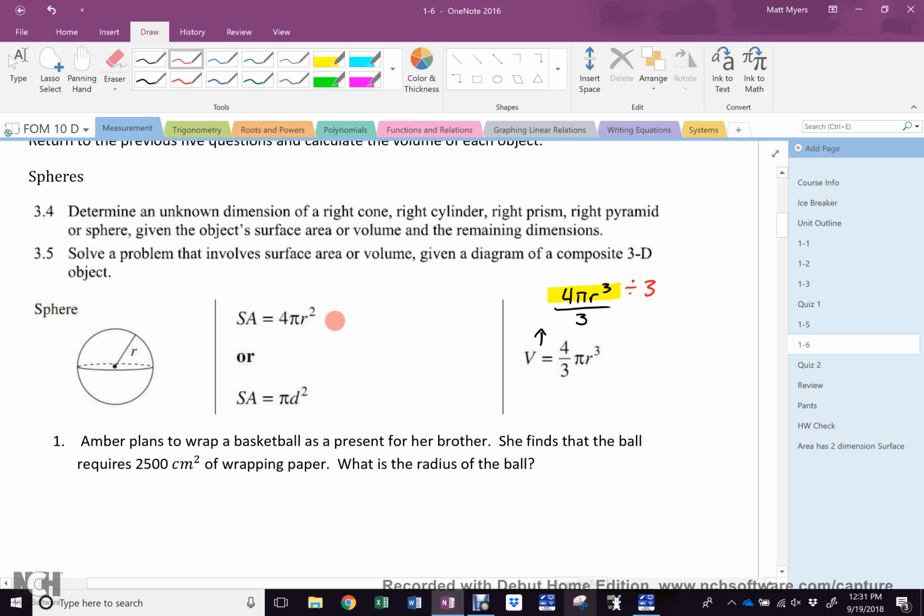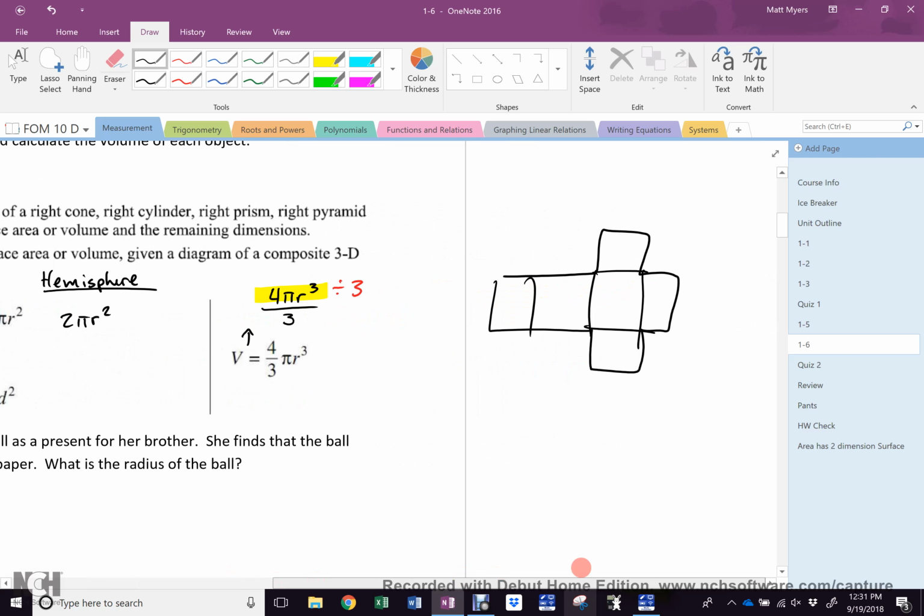Now we got to think. What would a hemisphere be? Half a sphere. So what would you do to this to find out the surface area of a hemisphere? 2 pi r squared, right? Makes perfect sense, doesn't it? You're wrong.